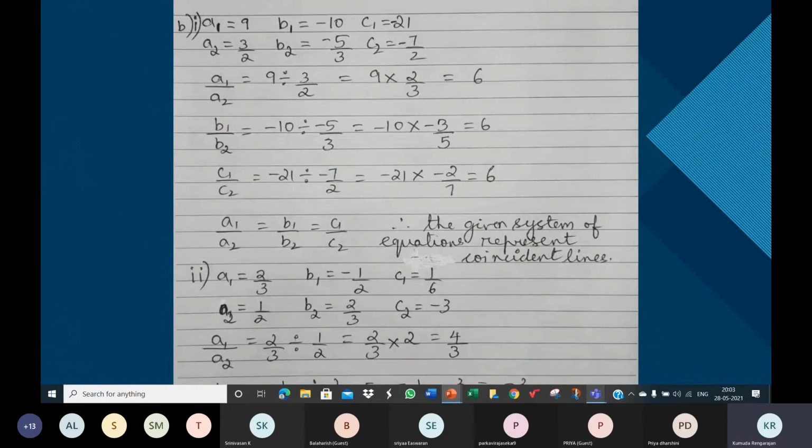You should not. How can you write? We don't know if they're equal. We don't know if A1 by A2 is not equal to B1 by B2. We don't know. So you should find the ratio separately.